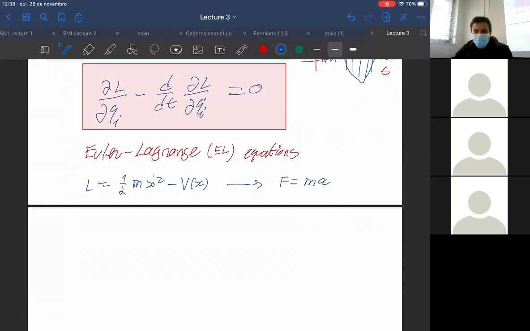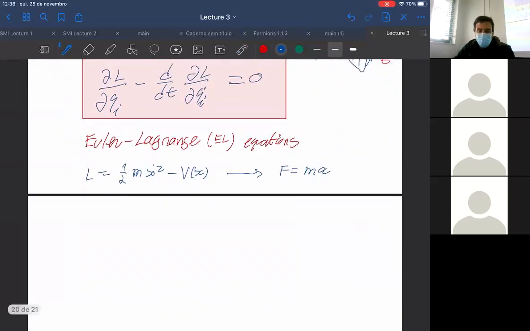Exactly. Never again. So now, what happens if we have more degrees of freedom? I mean, a system of n classical particles. So this is going to be the Euler-Lagrange equations in field theory.